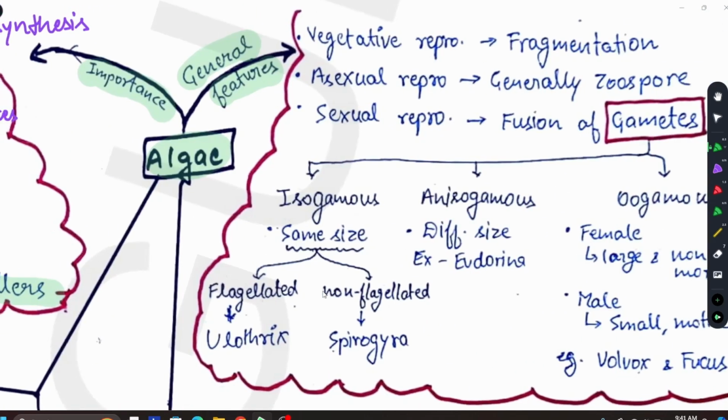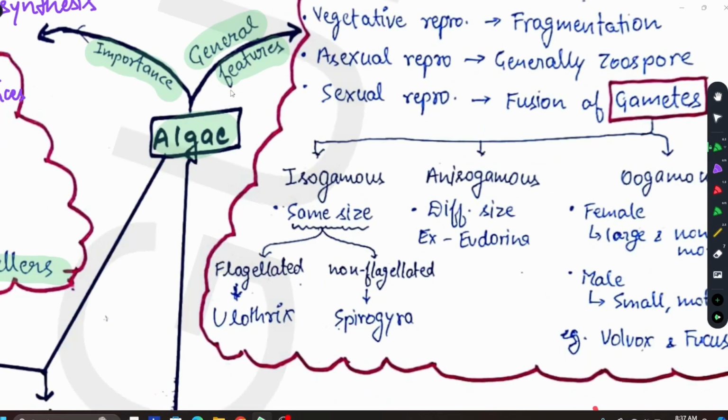Okay, now coming to general features. In general features, we are mainly going to study reproduction in algae. Talking about vegetative reproduction: in all types of algae, vegetative reproduction is seen through fragmentation. What is fragmentation? The body of the algae breaks into different fragments. If you see an example here, this is an algae, and this breaks down into different fragments, 1, 2, and 3. This is called fragmentation. In all algae, they vegetatively reproduce by fragmentation.